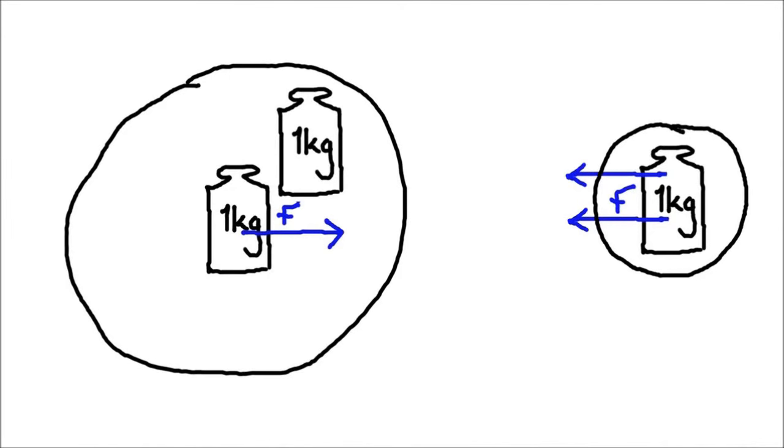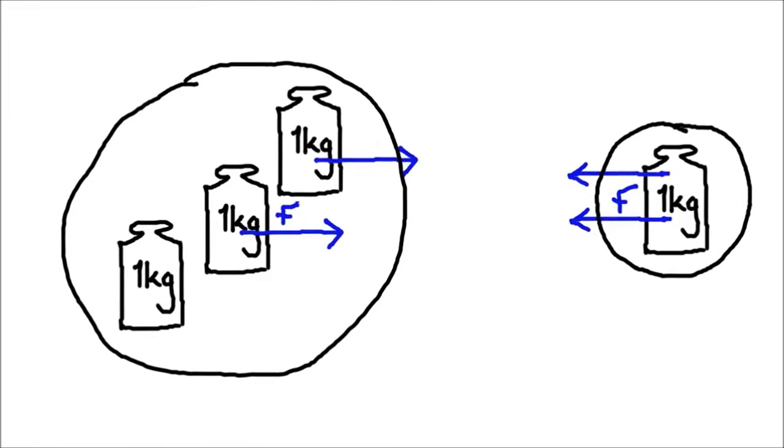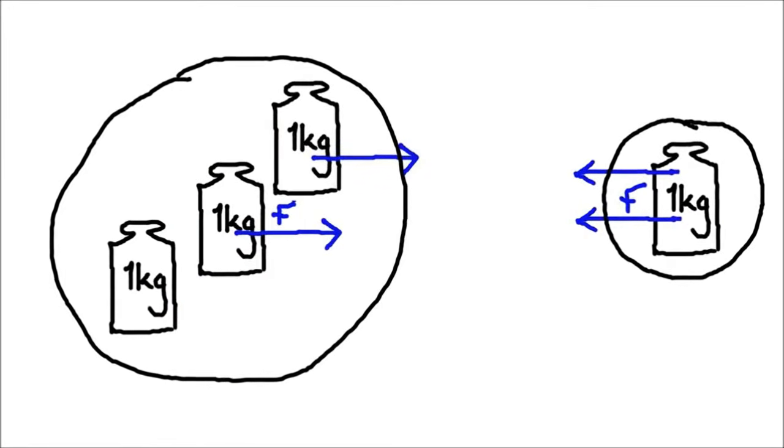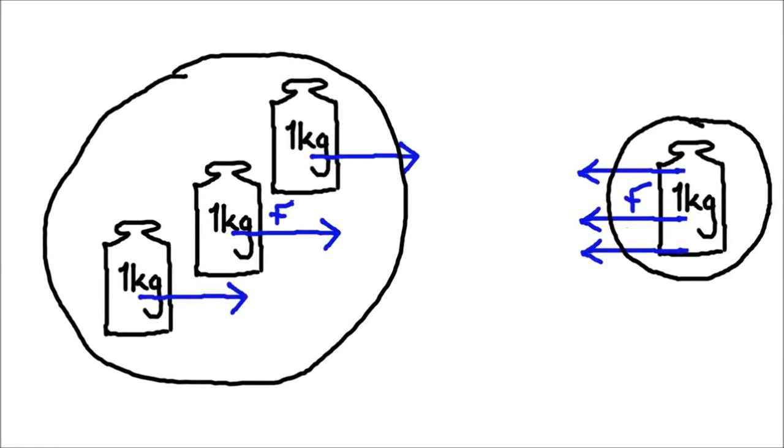But what is often forgotten is that new kilogram is also attracted to the second object, meaning that the total force on each object is still the same. They're attracted to each other with an equal and opposite force. We could add a third kilogram and we would find the same thing. The force on both objects is still the same, even though the object on the left has 3 times the mass of the object on the right.